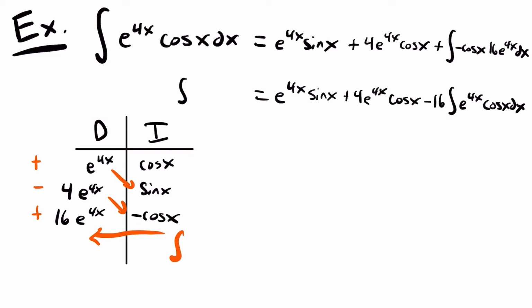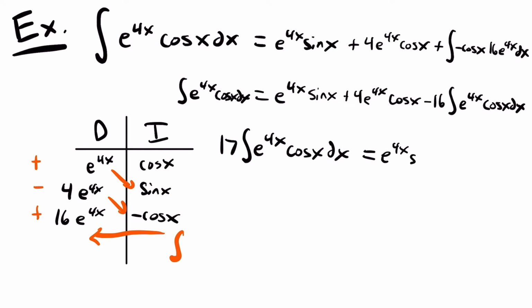And so if I write that in here, the integral of e to the power of 4x times cosine x dx, we can combine those like terms or like integrals by adding 16 of those integrals to both sides of the equation. And so if we do that, we'll have one integral plus 16 of them, which gives us 17 times the integral of e to the power of 4x times cosine x dx. And that will be equal to e to the power of 4x times sine x plus 4 times e to the power of 4x times cosine x. Okay, so since we added 16 of these integrals to both sides of the equation, this is canceled out, and this one integral becomes 17 of them.